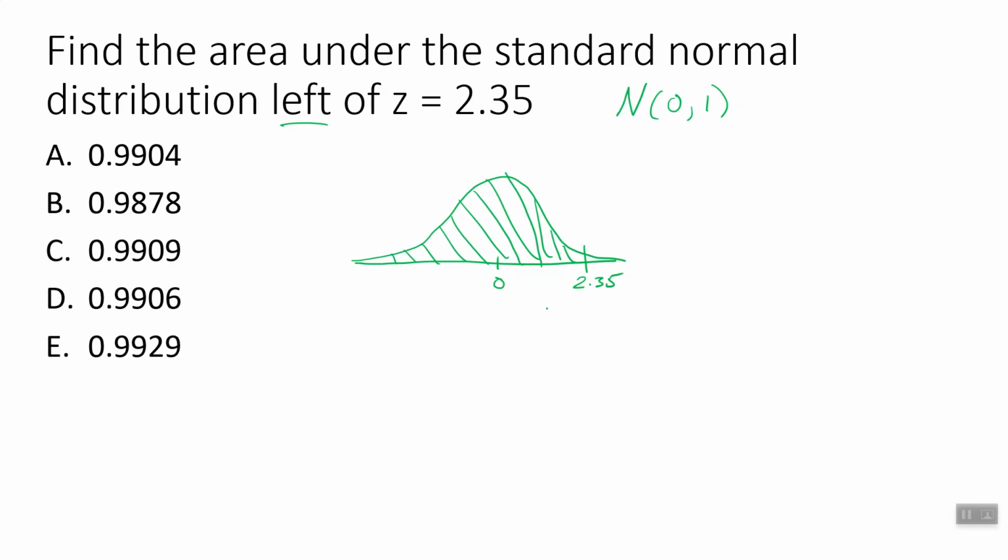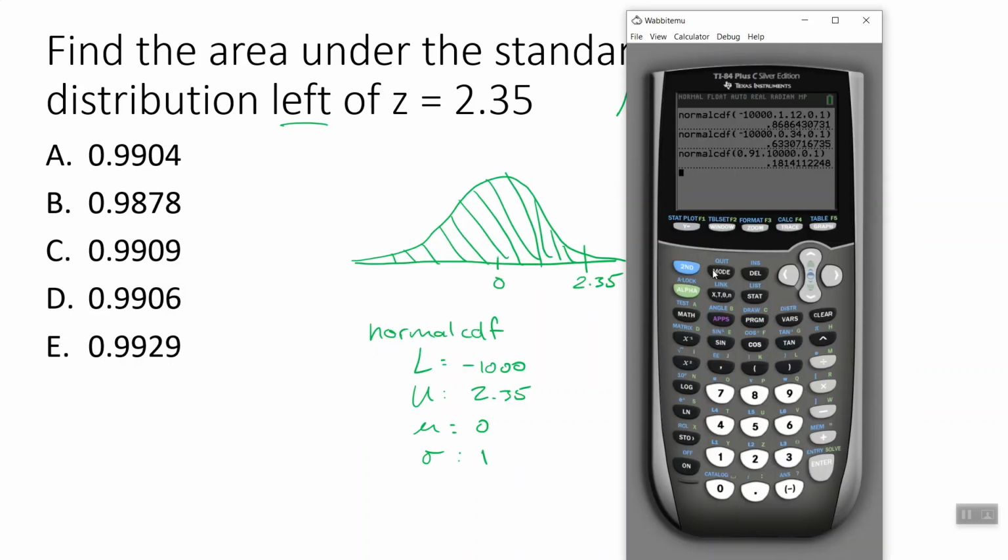All right, now I would either go to my table and look for 2.3 and then 0.05, or I would do normal CDF with a lower of negative, say, 1,000, an upper of 2.35, where our section is going to stop, a mean of 0, standard deviation of 1, and we can just type that in, and our calculator should give us the answer. So let's type that in.